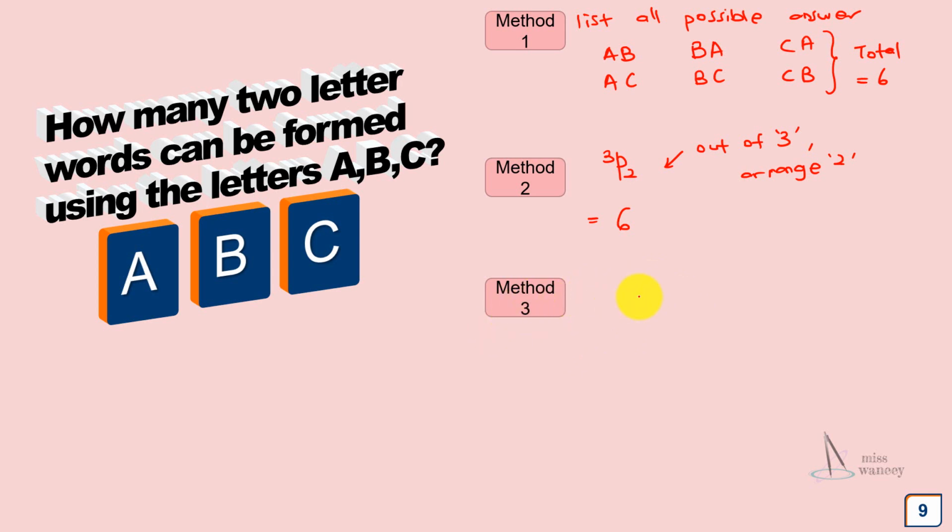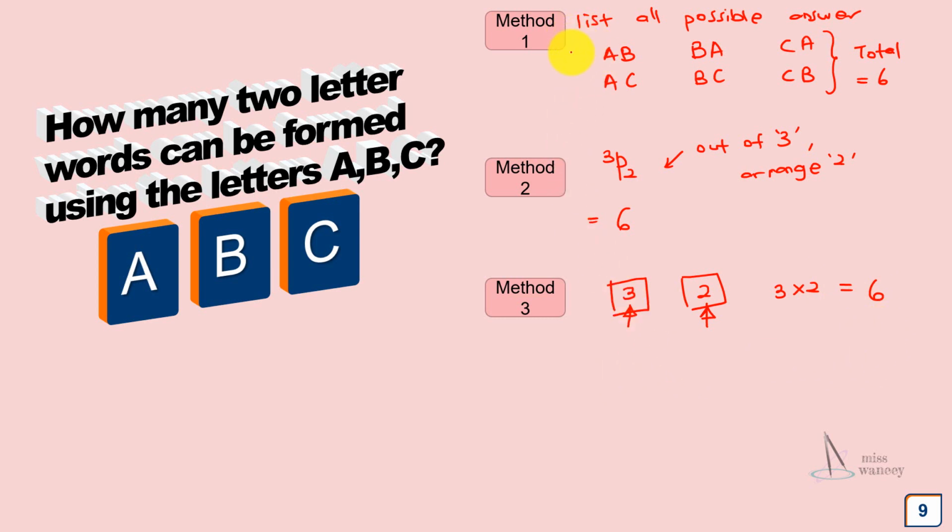Okay, so the third method, you can actually have your boxes ready. So the first box, second box. For the first box, we actually have 3 choices. We can either use A, B, or C. So 3 over here. For the second box, once we choose 1 to be in front, we are left with another 2. So it will become 3 multiplied by 2, which is simply equal to 6.